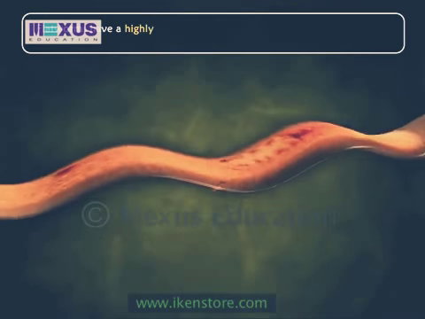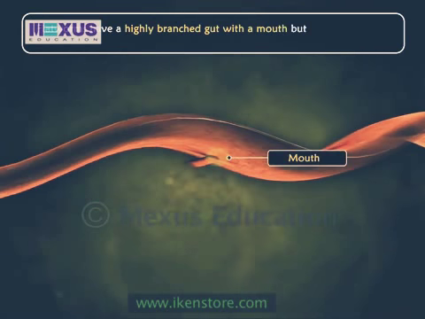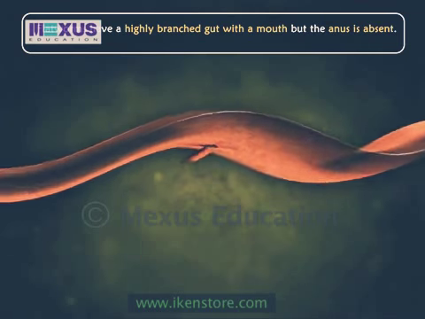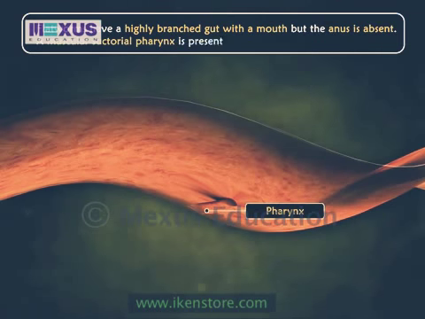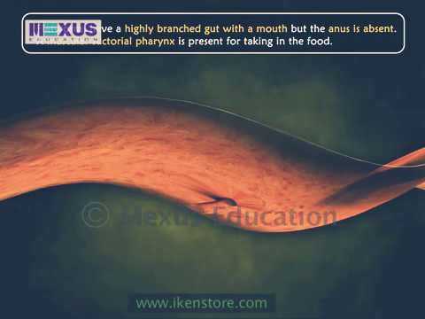Flatworms have a highly branched gut with a mouth, but the anus is absent. A muscular suctorial pharynx is present for taking in the food.